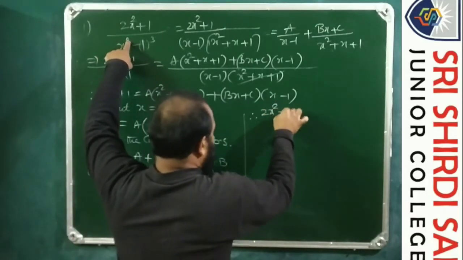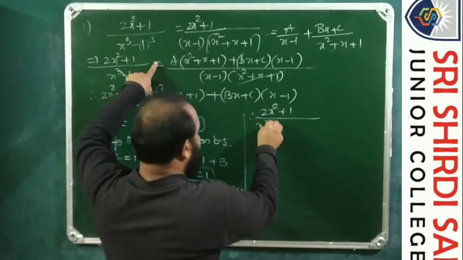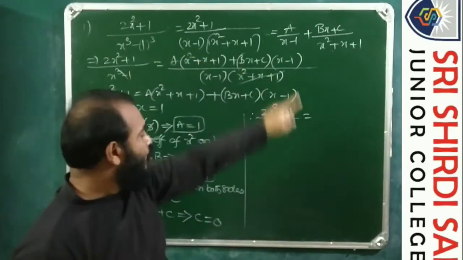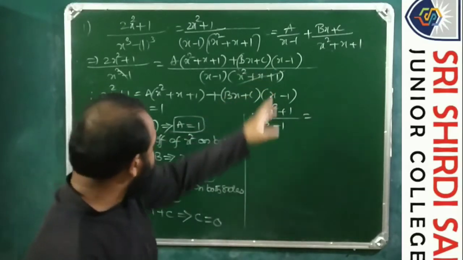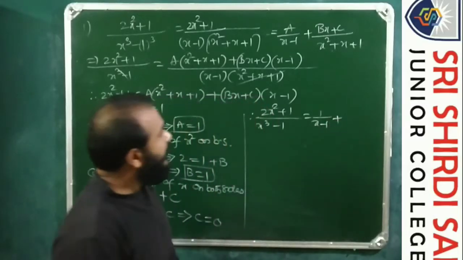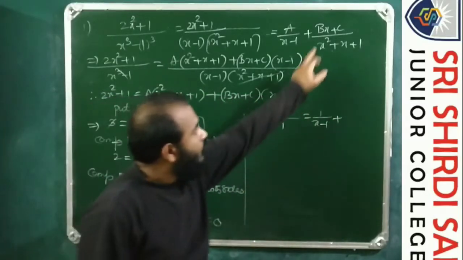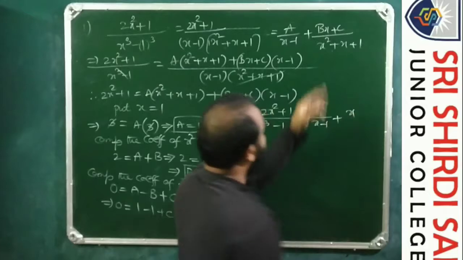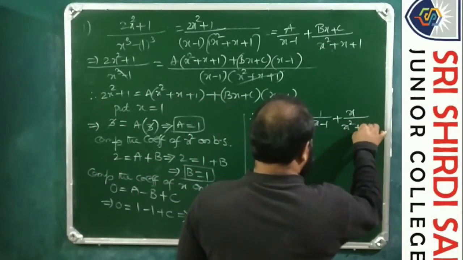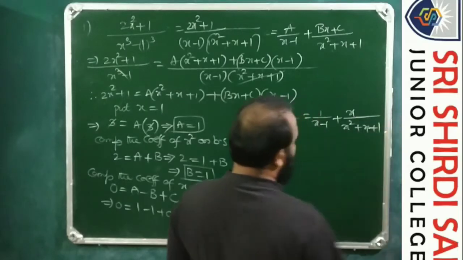2x square plus 1 by x cube minus 1 is equal to, a value is x minus 1, a value is 1, so 1 by x minus 1 plus bx plus c, b value is 1, 1 into x, x plus 0, so x by x square plus x plus 1.